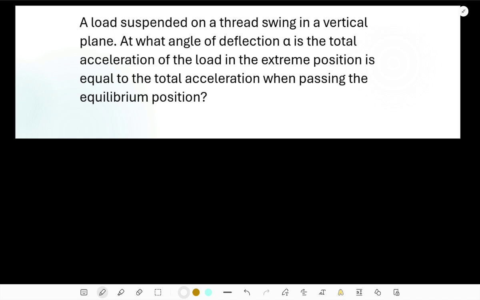You know, equilibrium position is always here. And an extreme position is something here. So this is the extreme position, this is the equilibrium position, and there is an angle alpha, the required angle alpha. The question asks that the total acceleration of the load in the extreme position, and that means this position, should be equal to the total acceleration when passing through the equilibrium position.